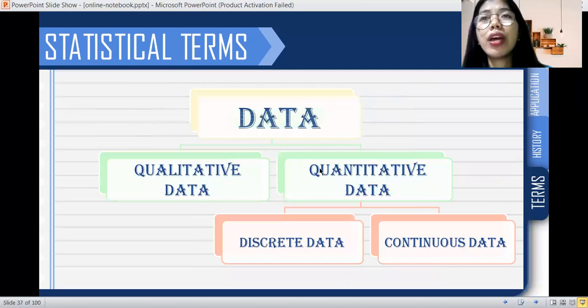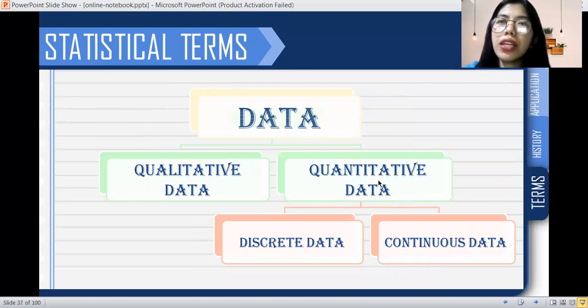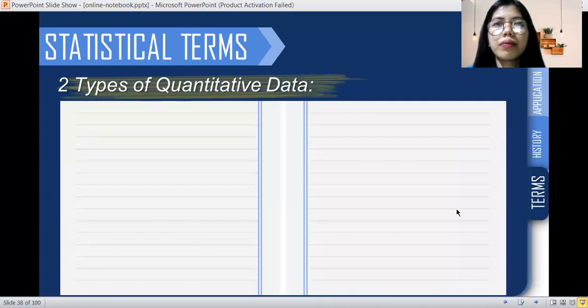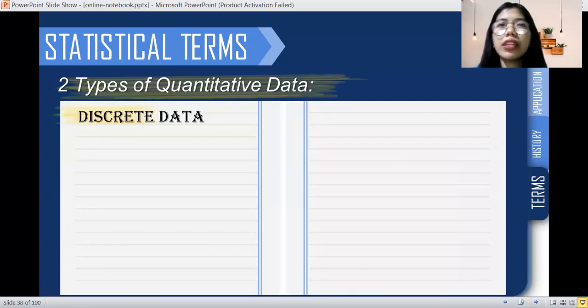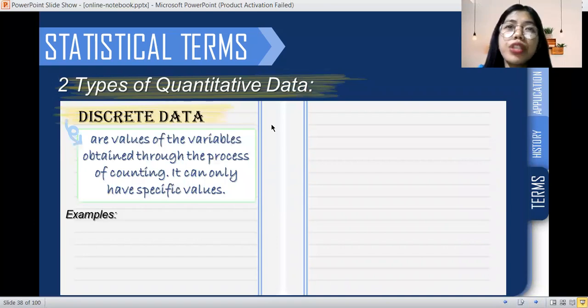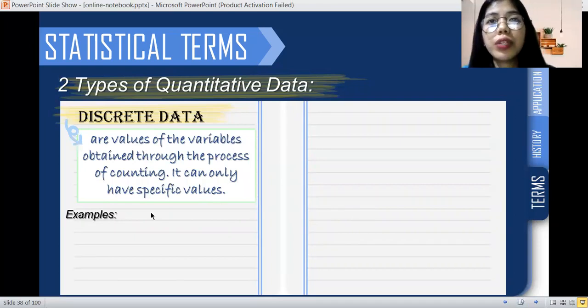Ayan po. We have here a chart. Ayan po yung data natin is divided into qualitative and quantitative data. Now, under quantitative data, we also have two types, the discrete data and the continuous data. Two types of quantitative data. We have the discrete data first. Discrete data are values of the variables obtained through the process of counting. It can only have specific values.